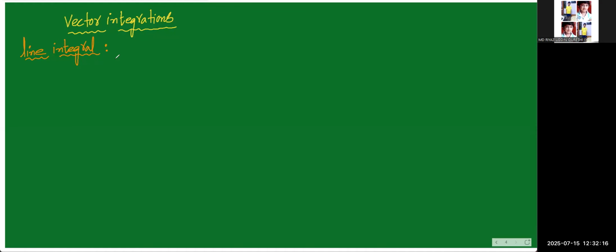Gauss divergence theorem, Stokes theorem, and line integral, surface integral, volume integral. These are the 6 topics we have to discuss in vector integration. So today we are starting with the line integral.